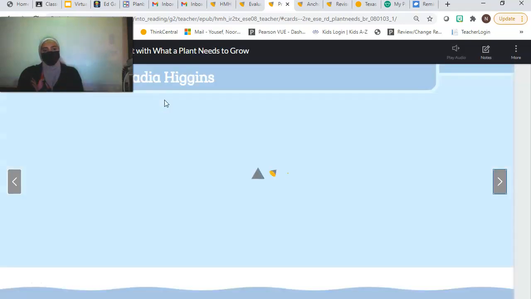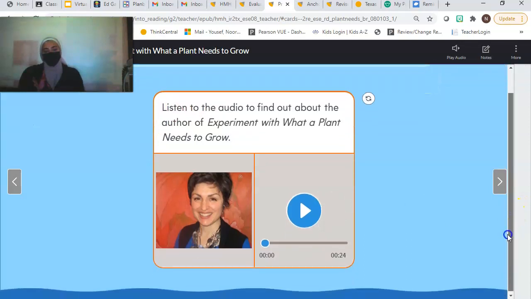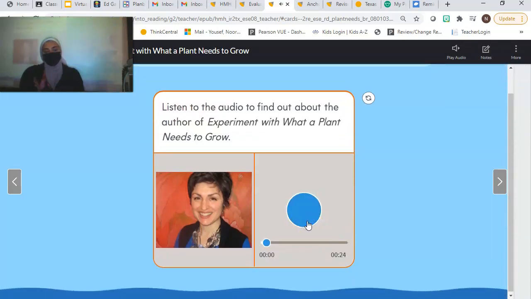We're going to prepare to read Experiment with What a Plant Needs to Grow. So this is Nadia Higgins. She is the author of the story. Let's listen. Do you like books about science? If you do, then Nadia Higgins is writing for readers like you. Nadia Higgins has written over 60 books for kids. Her favorite part of writing is learning new and exciting information. She likes to include fun and unusual facts in her books. Miss Higgins has written about cute but deadly animals and foods that came about by accident.